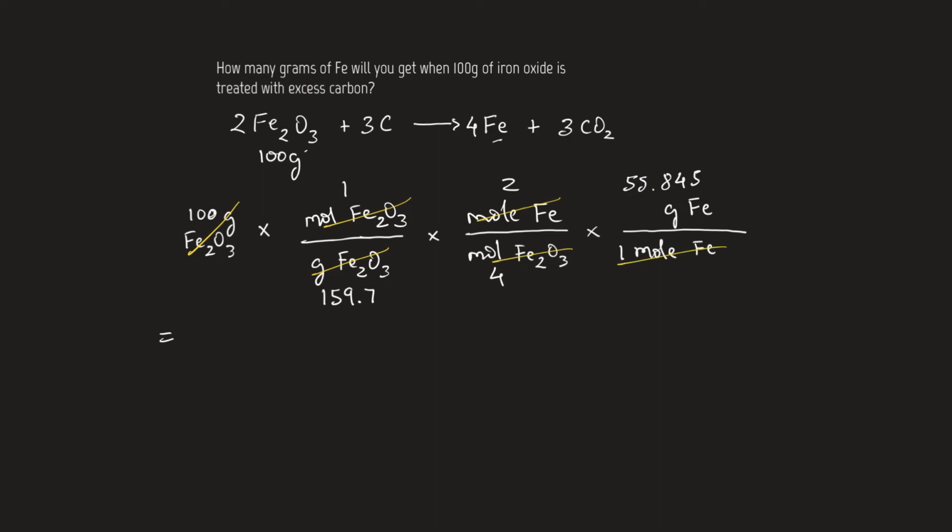And the only unit you're left with is the grams of Fe. So I'm going to go ahead and highlight that. That way you know that that is the unit that is needed in the problem. Now it's just a simple matter of multiplying all of your numbers. So 100 times 1 times 2 times 55.845 divided by 159.7 times 4.